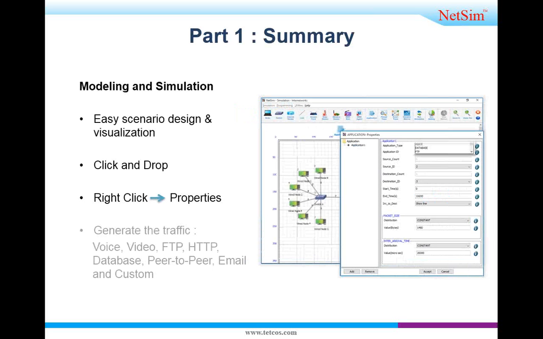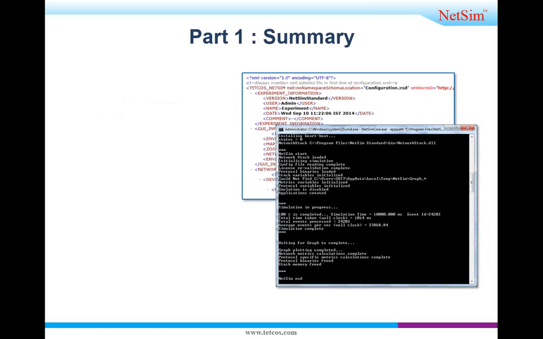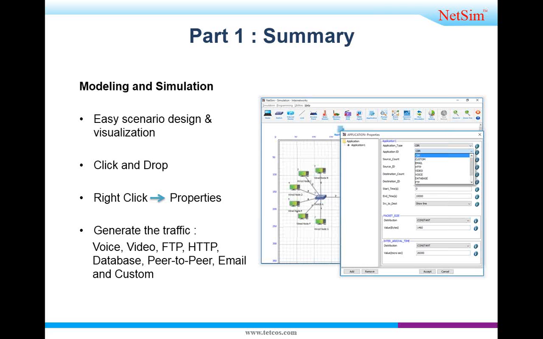Now the summary. You can see the summary in the screenshot. There is a network given here, and you can see the nodes and links available. Here the application tab has been clicked, and the application type is written there: CBR, custom, email, HTTP, video. This kind of traffic can be generated. So it is a very easy scenario. You can just click and drop. You can right click on properties, then generate traffic like voice, video, FTP, HTTP.